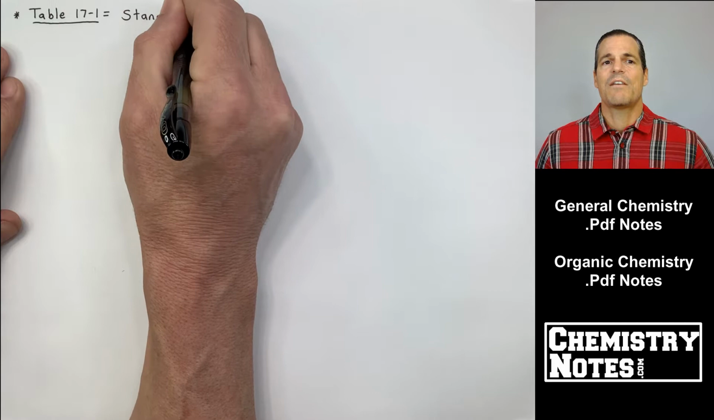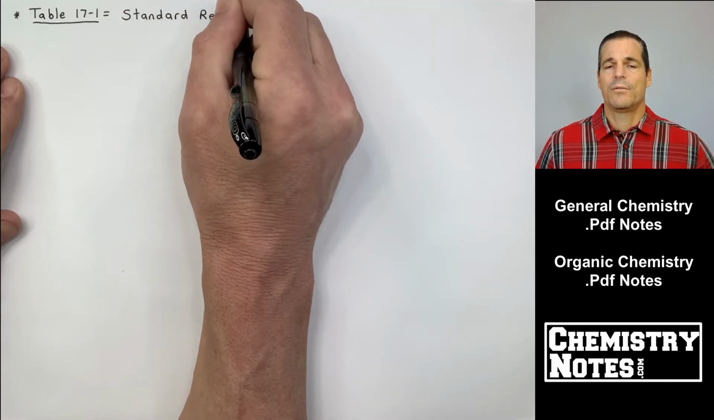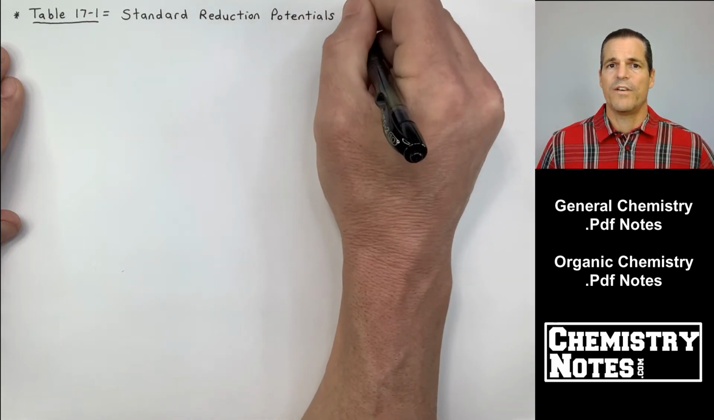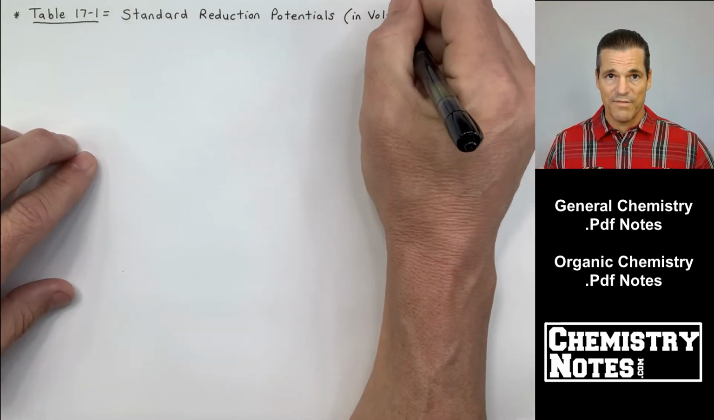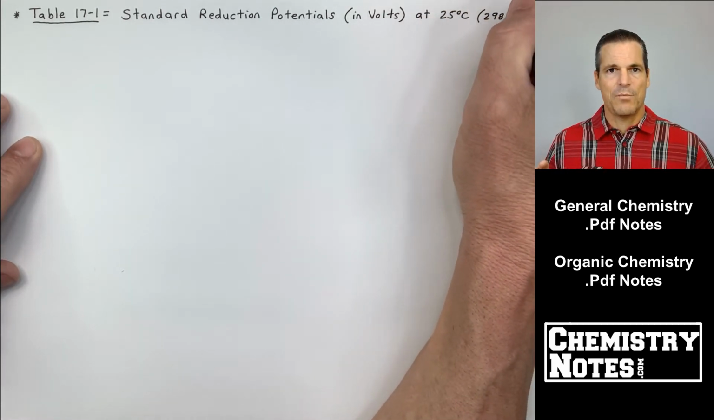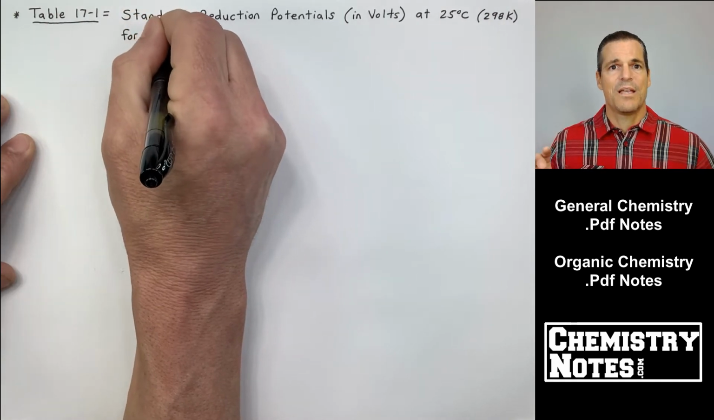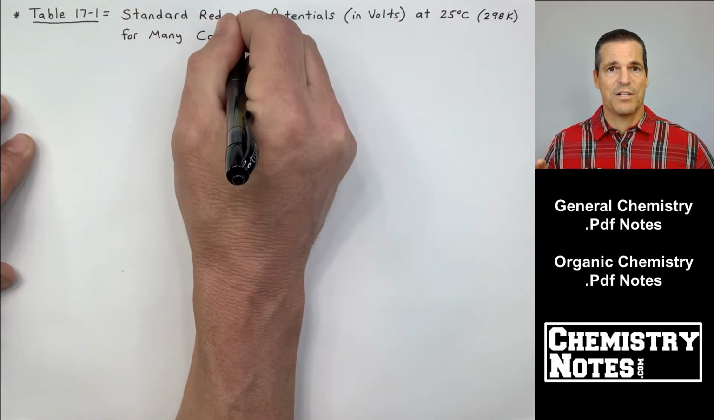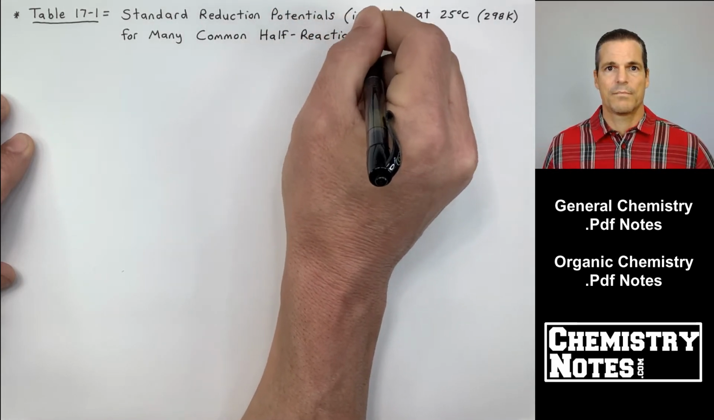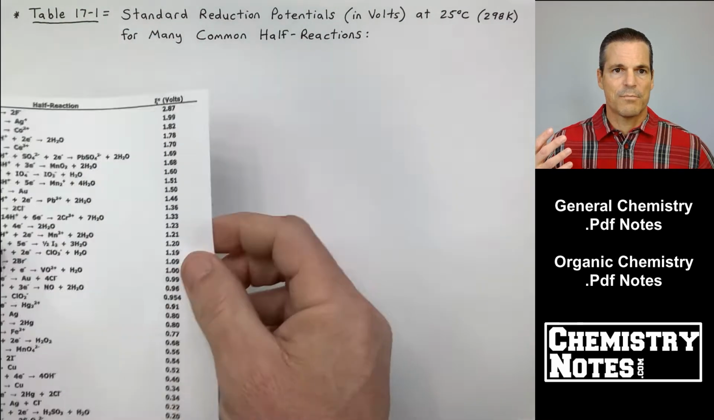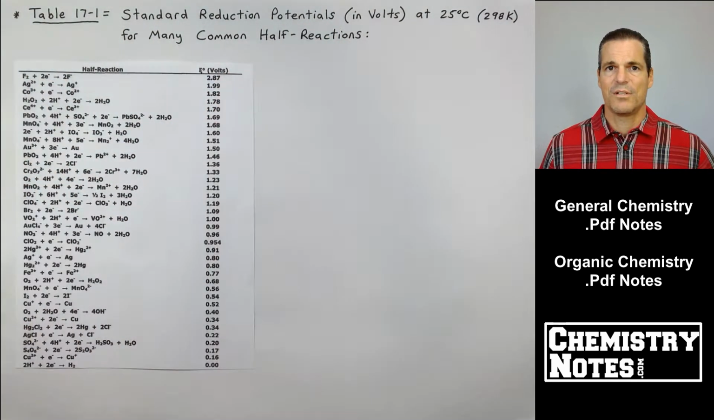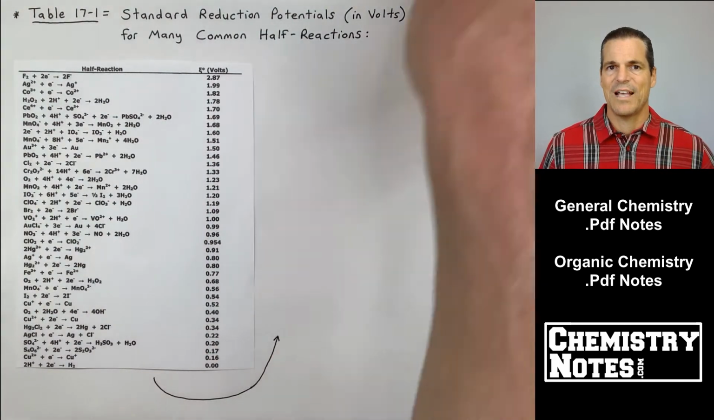So table 17.1, I'm going to cut and paste it here for you below. There's no way to really go over all of it. We just have to recognize that every single one of these is written as a reduction. So anytime you're presented with a problem and you have a half reaction that's a reduction and a half reaction that's oxidation, you're going to have to flip one of them. Just by definition, this is called a standard reduction potential table. So every one of these is written as a reduction.